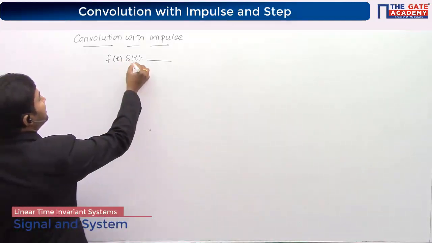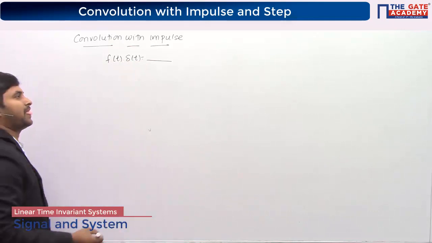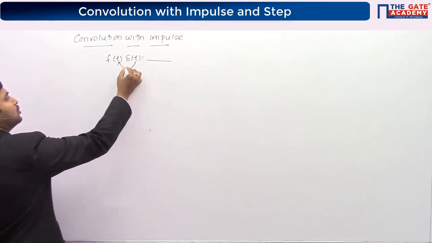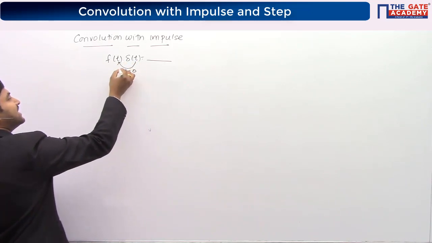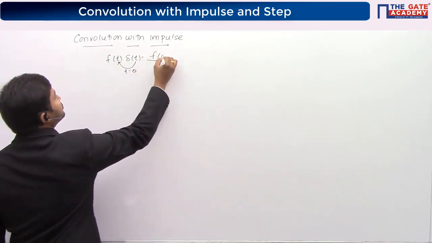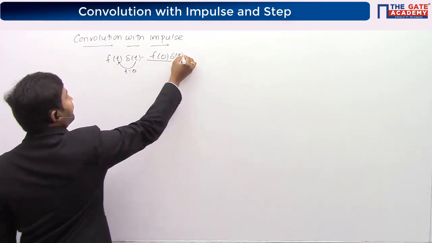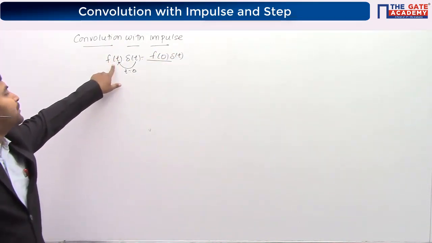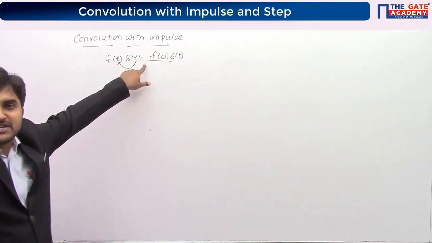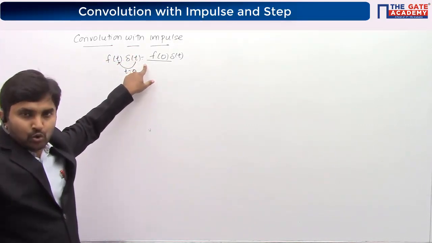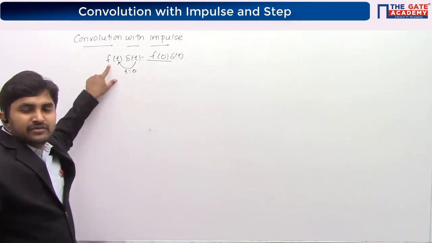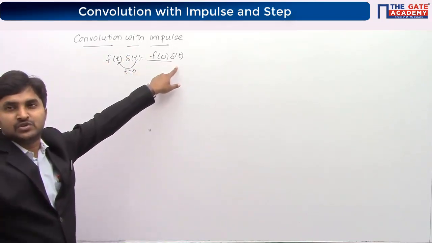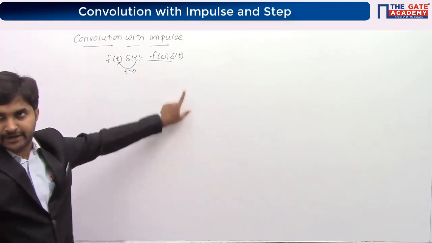f(t) multiplied by delta(t). So what can we do? The impulse is present at t equal to 0, so t equal to 0 is put inside f(t). You will have f(0) multiplied by delta(t). So it leads to the sample of the signal. Wherever you have an impulse, it is present at t equal to 0, so we have a sample value of the signal, f(0), multiplied by delta(t).